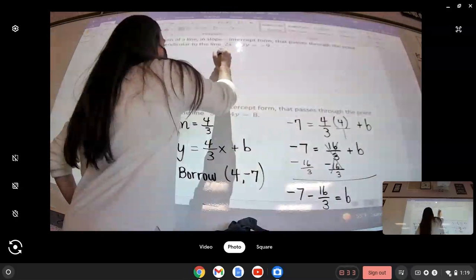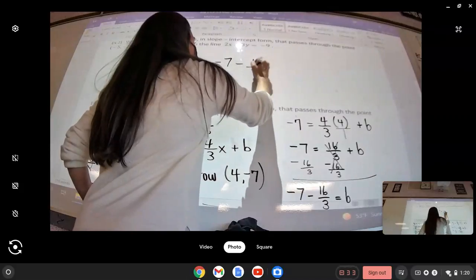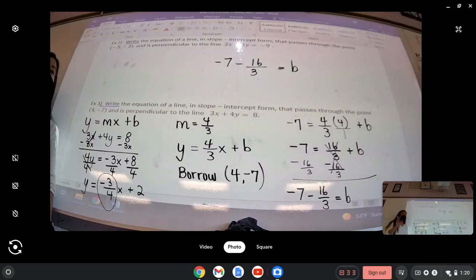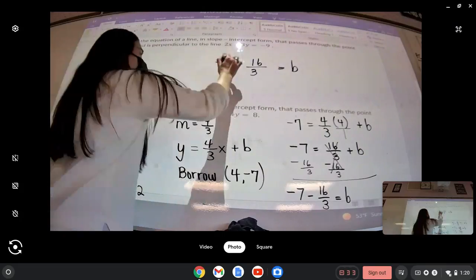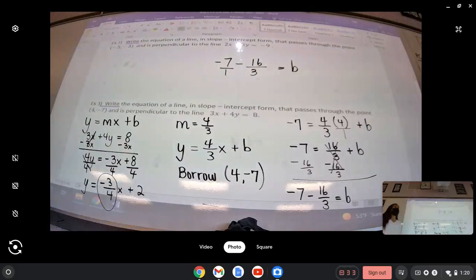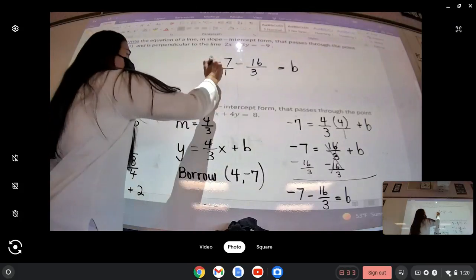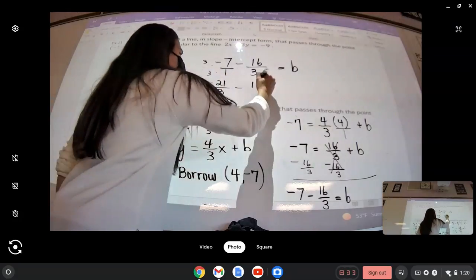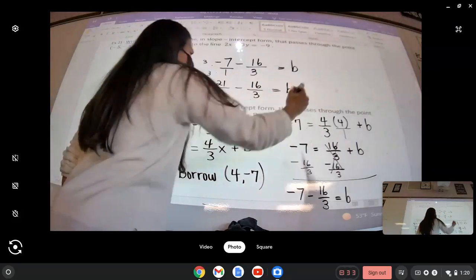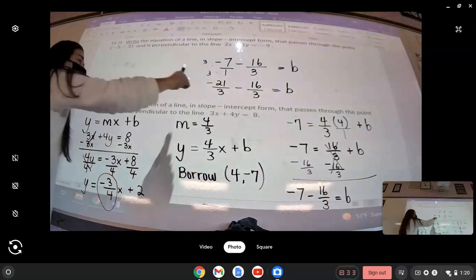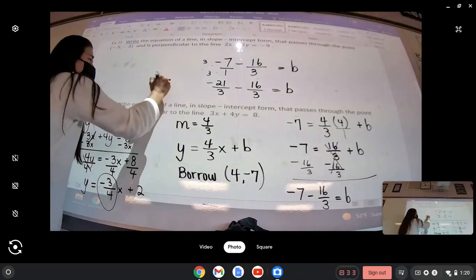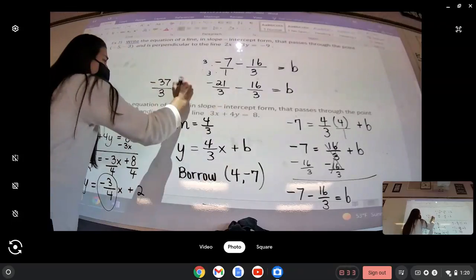I got to come up here so you can see. That's what you need to find to get to your final answer. That's what B is going to be, whatever -7 minus 16/3 is. You can either ask a calculator or you can put it over 1 and do it yourself. What's a common denominator between 1 and 3? So I'll times this by 3 and this by 3. That's -21/3 minus 16/3 equals B. All you got to do is your tops. So -21 minus 16 more is -37 over that common denominator of 3.